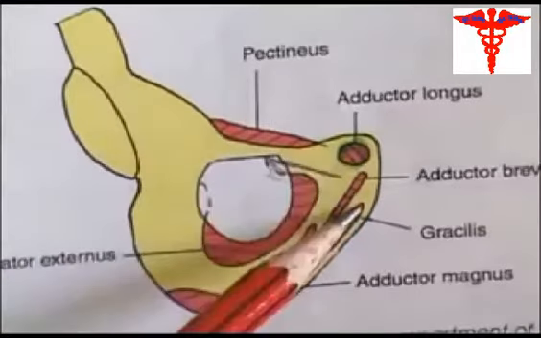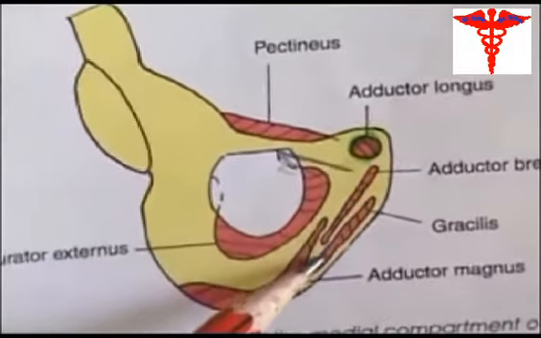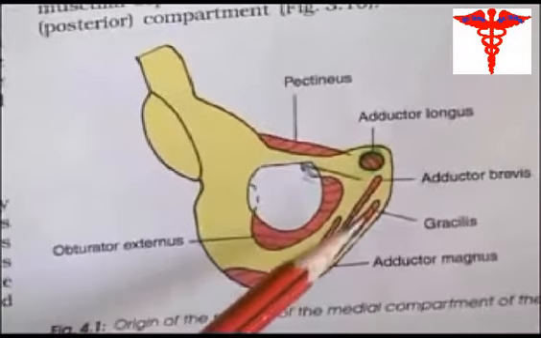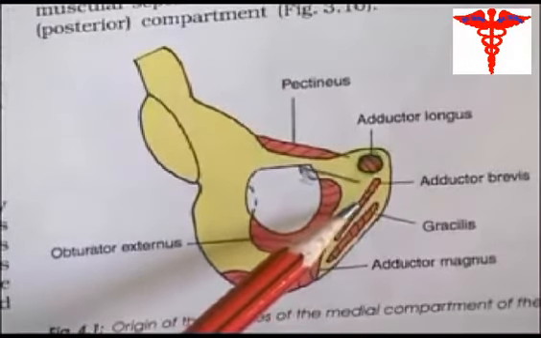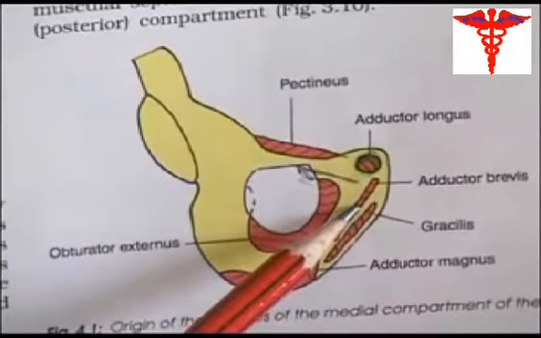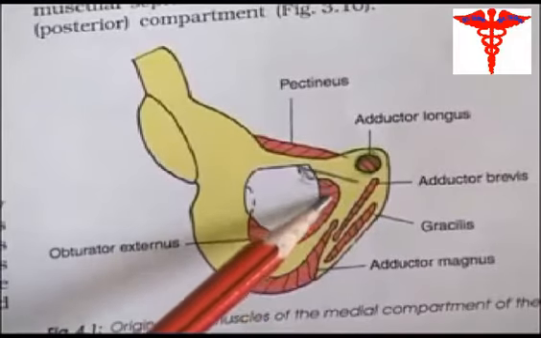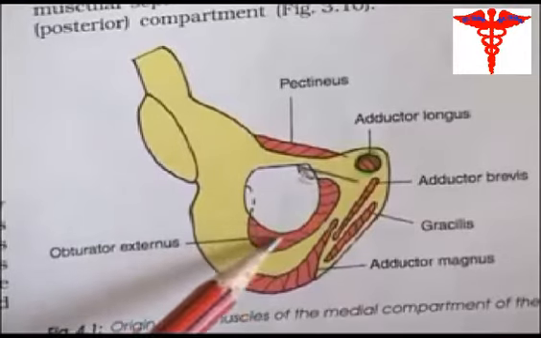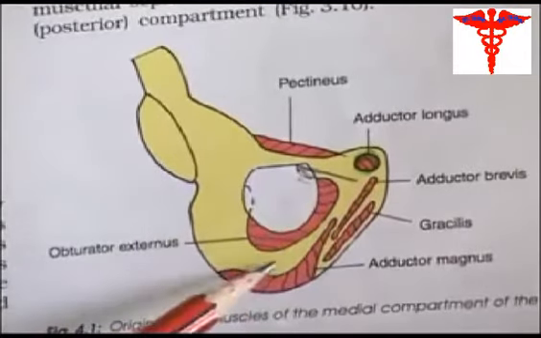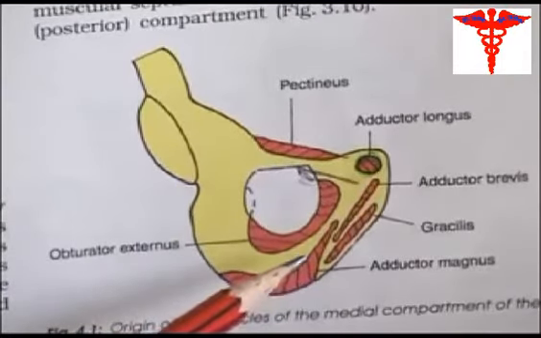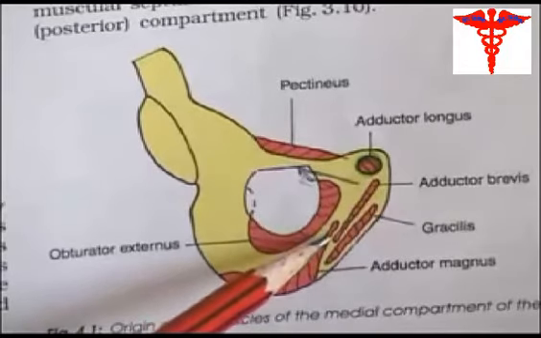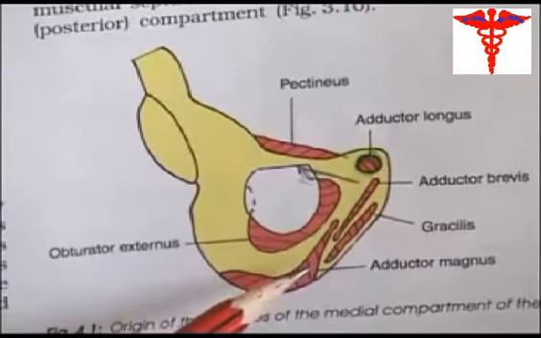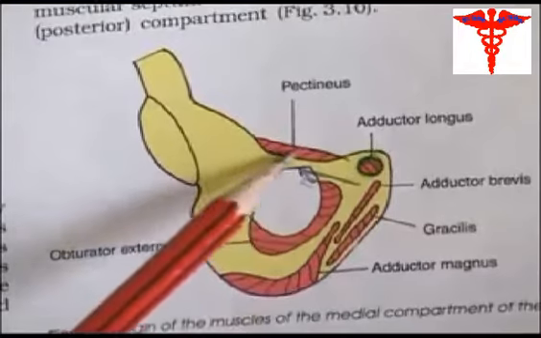Gracilis is along the inferior ramus. Adductor brevis is lateral to the gracilis, and obturator externus is around the margin of the obturator foramen, and still below it is the extension of the origin of the adductor magnus muscle. On the pectineal surface is the pectineus muscle.